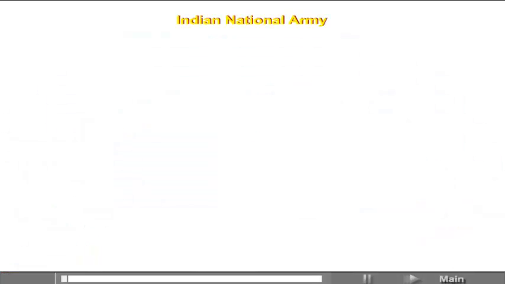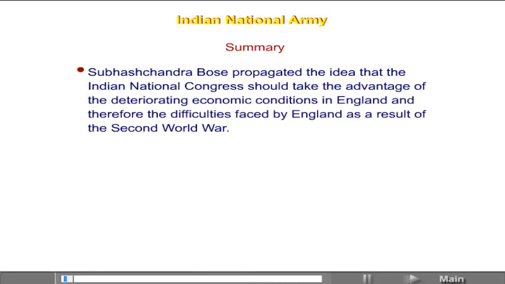Lesson 15. Indian National Army. Summary. Subhash Chandra Bose propagated the idea that the Indian National Congress should take advantage of the deteriorating economic conditions in England and therefore the difficulties faced by England as a result of the Second World War.